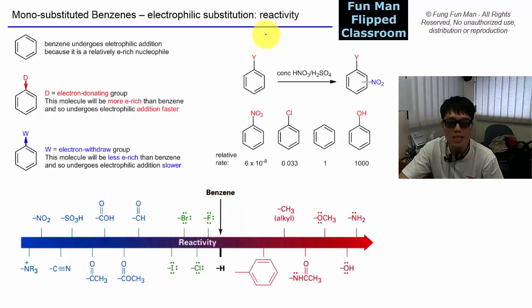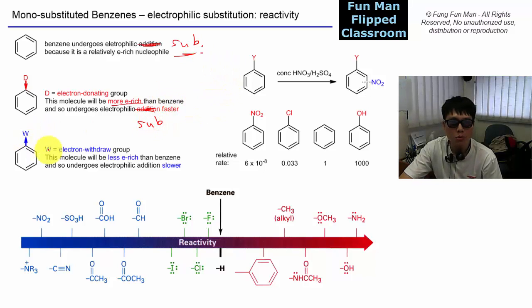Let's compare some of the reactivity of substituted benzene. So this is what we call a naked benzene, which means it's not substituted. It's electron rich relatively, so it undergoes electrophilic substitution, not addition, substitution. Now here we have electron donating groups. These donating groups will push electrons into the ring, which makes the ring more electron rich and hence more susceptible to electrophilic substitution, right?